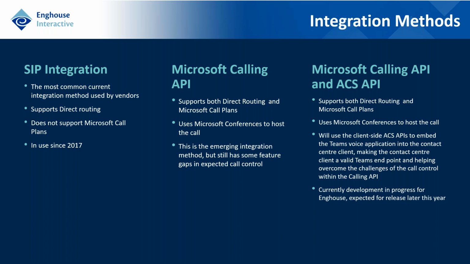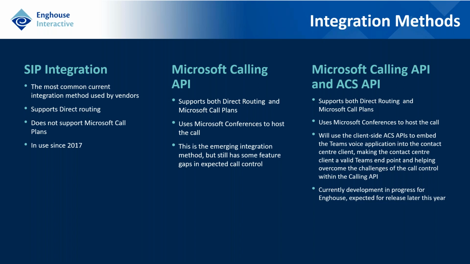What's coming next is an iteration on top of that Microsoft calling API, where we're adding the ACS API. And the ACS API is Azure Communication Services. This is a set of APIs that allow you effectively to embed a soft phone, a phone system soft phone within your own application. So in that instance, what that will be is our web touchpoint client in Communication Center will have an ACS soft phone embedded in it.